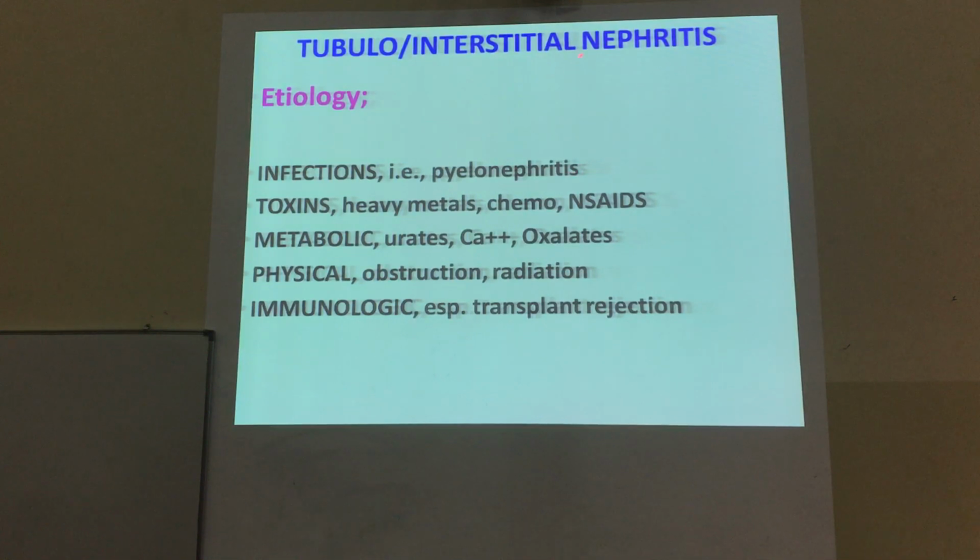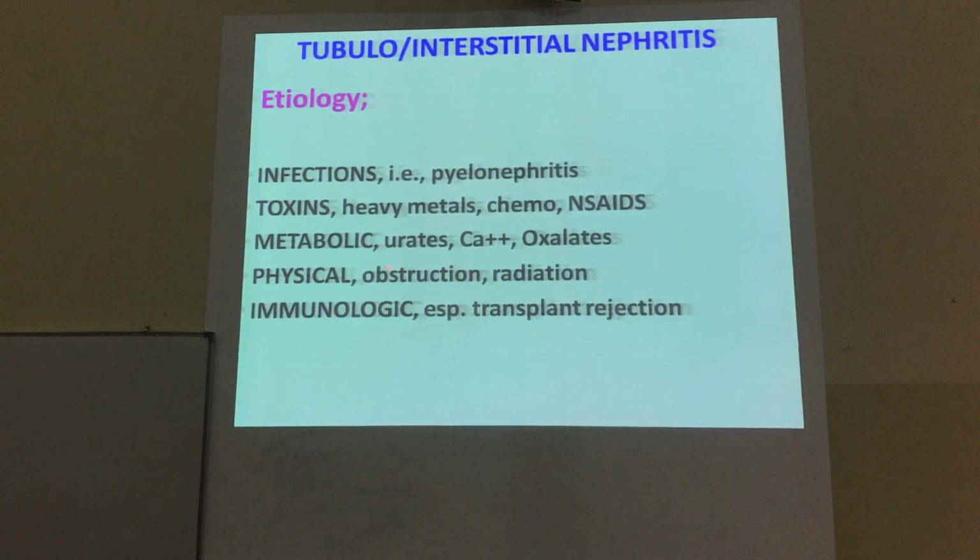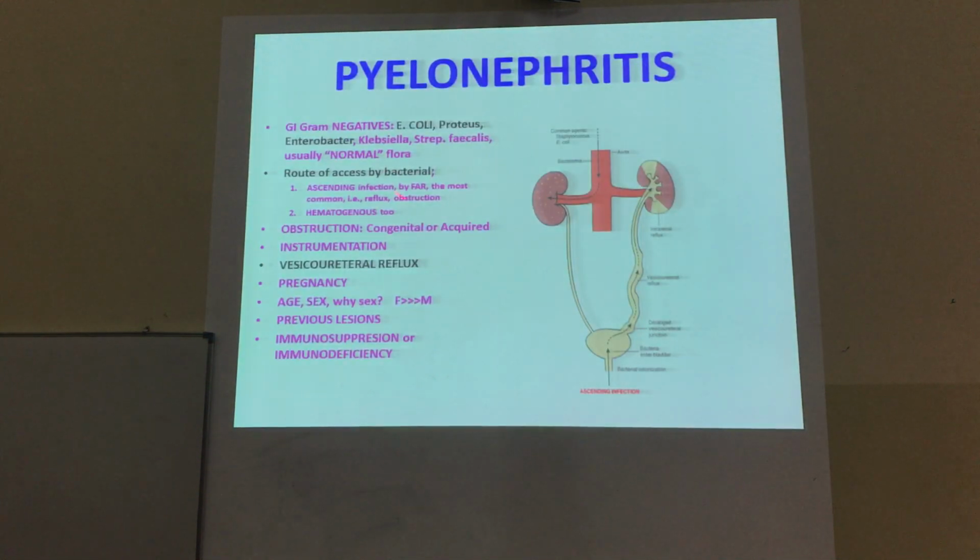So the other one is tubulointerstitial nephritis. It could be because of infections, as I told you, pyelonephritis for example. It could be toxins, heavy metals, chemicals, NSAIDs; metabolic causes, for example urate, calcium, oxalate salts. You will take them in the case, so I will not touch them. Physical causes, maybe obstruction or radiation; immunological, maybe transplant rejection. A lot of things can damage not only the tubules but also the interstitium of the kidneys. So, pyelonephritis.